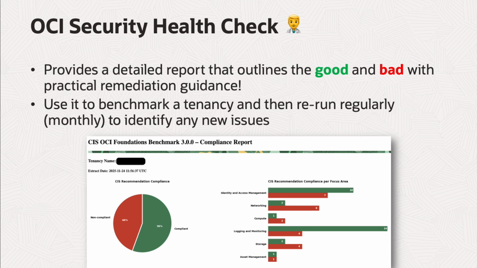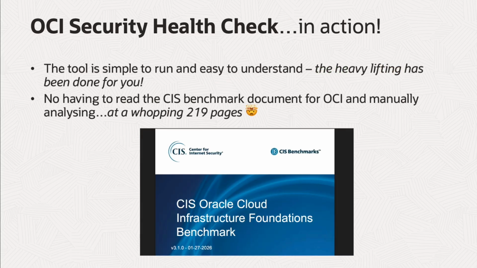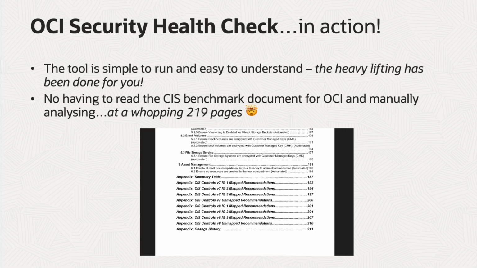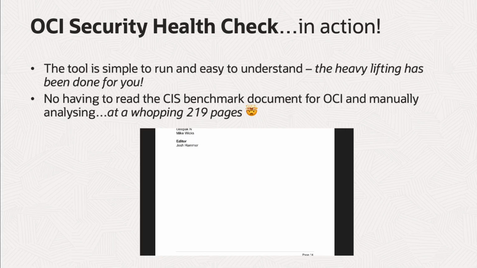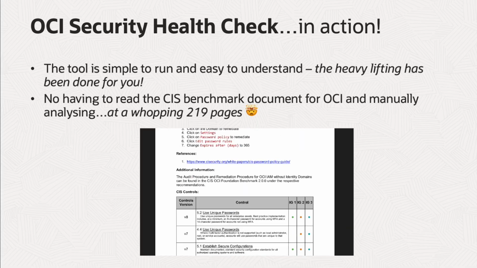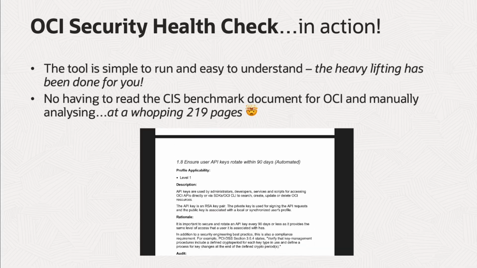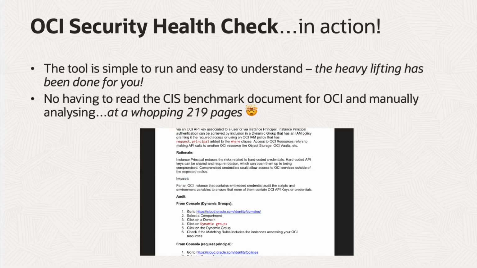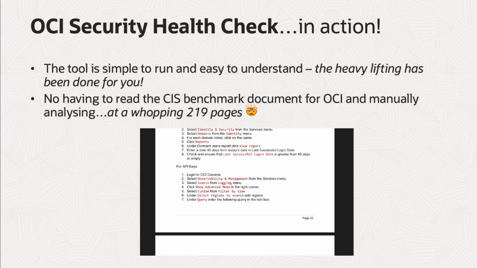It can be used to benchmark a tenancy and then, for example, run it regularly, for example each month, to identify any new issues. The tool is simple to run and easy to understand, as the heavy lifting has been done for you. And it means you don't have to read the CIS benchmark document for OCI, which is a whopping 219 pages of guidance. I'll now step through the steps of running this within your tenancy.